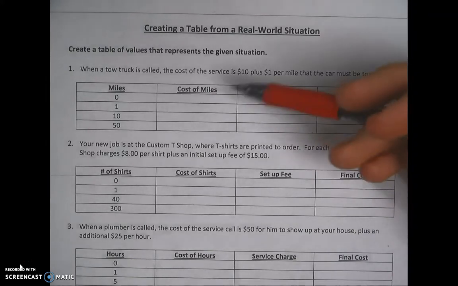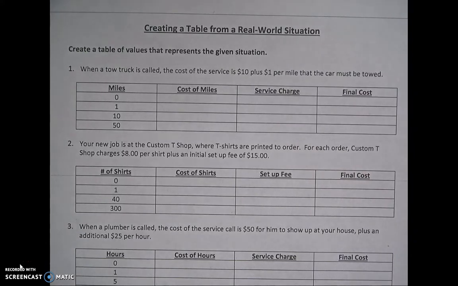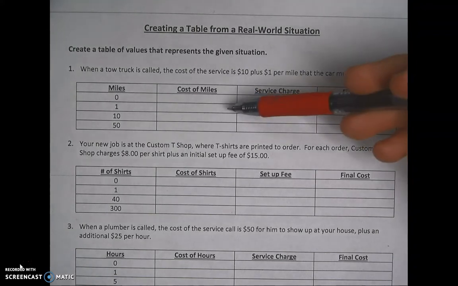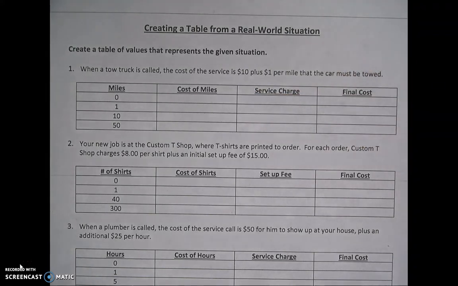So today we're just going to be given a situation. Like number one, there's a tow truck being called. And today we're just going to start filling in these pieces to the table. And hopefully you'll start to see the different pieces and how they're actually going to go together and create one of these equations that we're so used to seeing now. So number one says a tow truck's called and the cost of the service is $10 plus $1 per mile that the car must be towed.